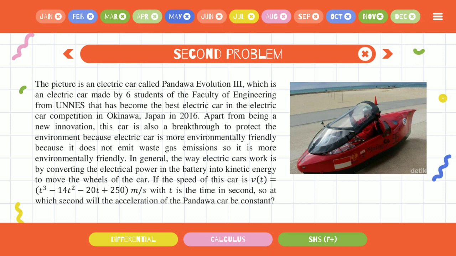In general, the way electric cars work is by converting the electrical power in the battery into kinetic energy to move the wheels of the car. If the kinetic energy gives the car a speed of V(t) equal to t cubed minus 14t squared minus 20t plus 250 meters per second, with t the time in seconds, at which second will the acceleration of the Pandawa car be constant? To solve this problem, we can use the concept of derivative. So, let's look at the problem solving.